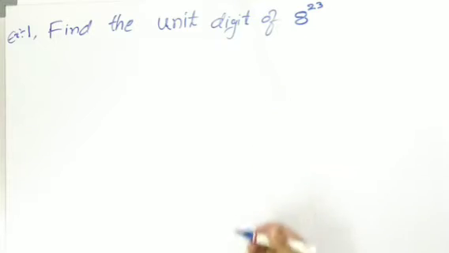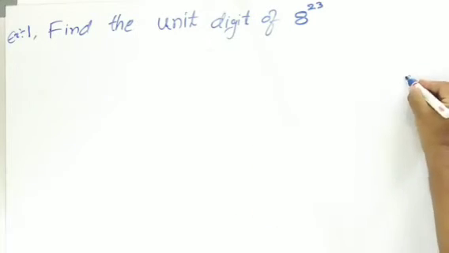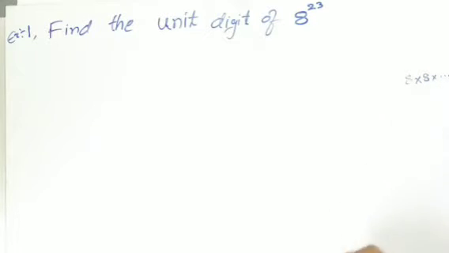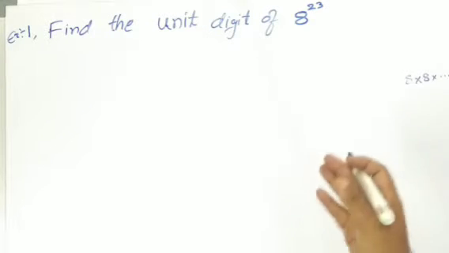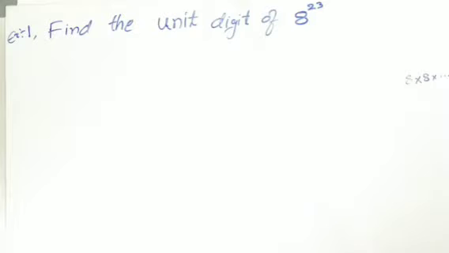If anyone writes 8 to the power 23, it means 8 into 8 into 8, 23 times. It's highly impossible to write, the calculation is too long. So what is the technique we can use here? Once we will check it.